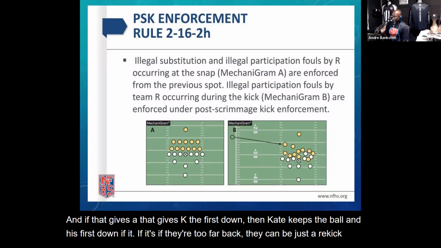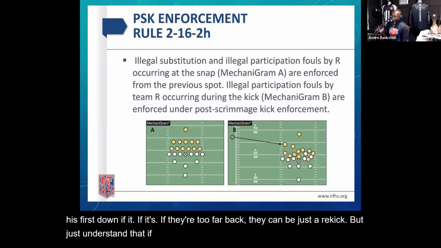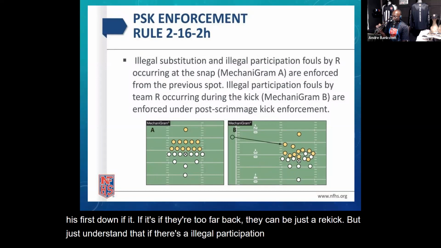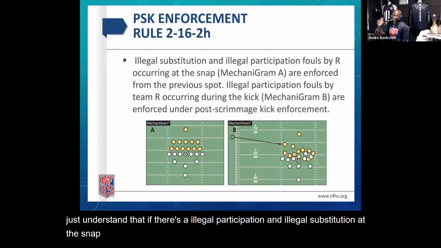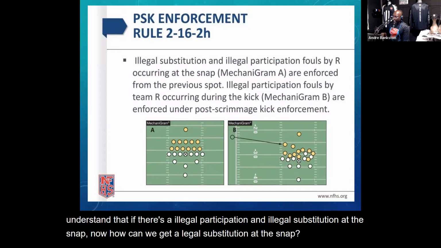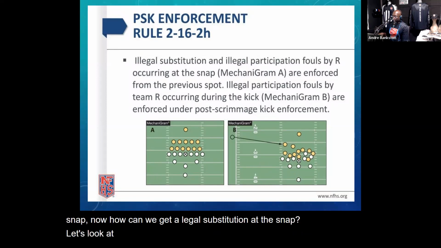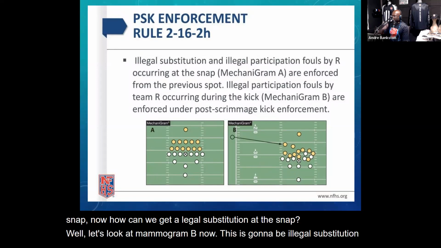But just understand that if there's an illegal participation and an illegal substitution at the snap, now how can we get an illegal substitution at the snap? Well, let's look at paragraph B. Now this can be an illegal substitution or an illegal participation. Now I'll tell you how.